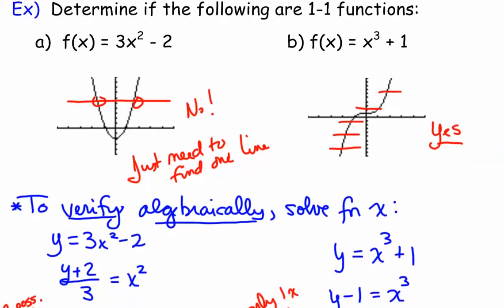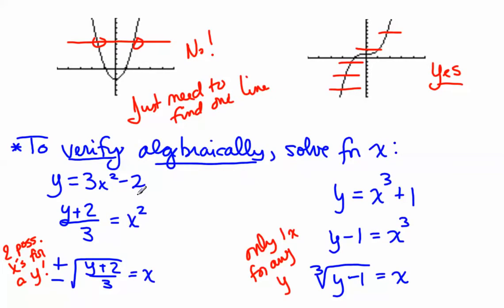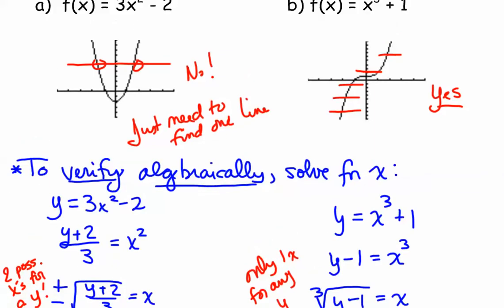If I wanted to verify it algebraically, I would solve for my x. So I'm going to replace f of x with y, and then add the 2, divide by 3, and then I have to take the square root. And remember, when I'm taking the square root and I'm solving, I have to do a plus or minus. So putting in one y value could result in two different x values, a positive or a negative. So that's how you would verify it algebraically.